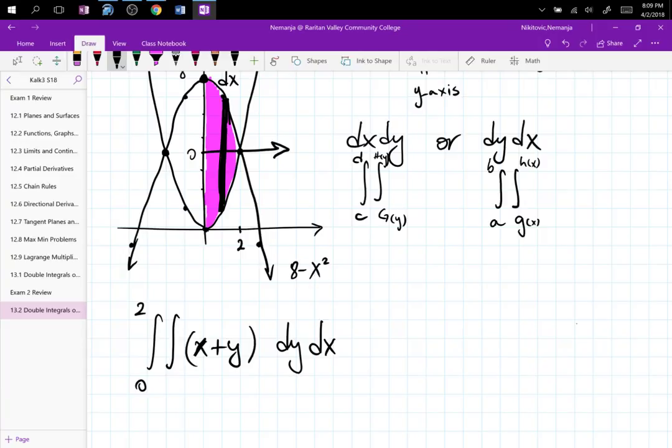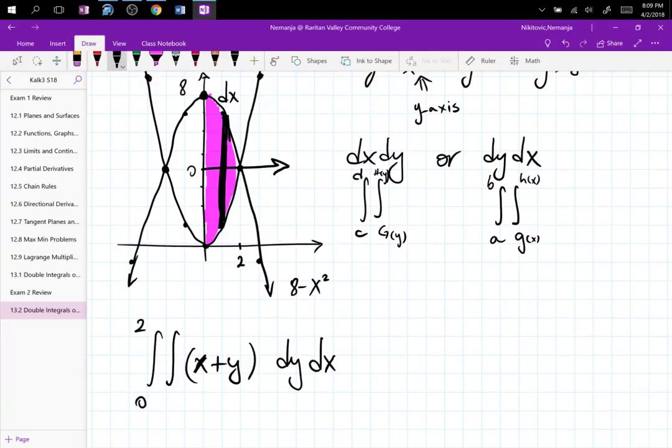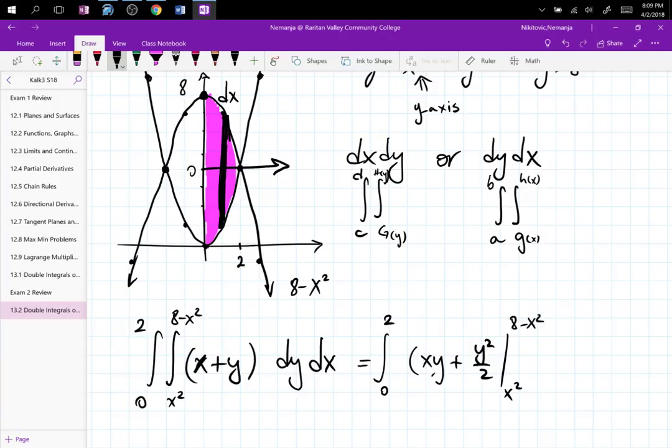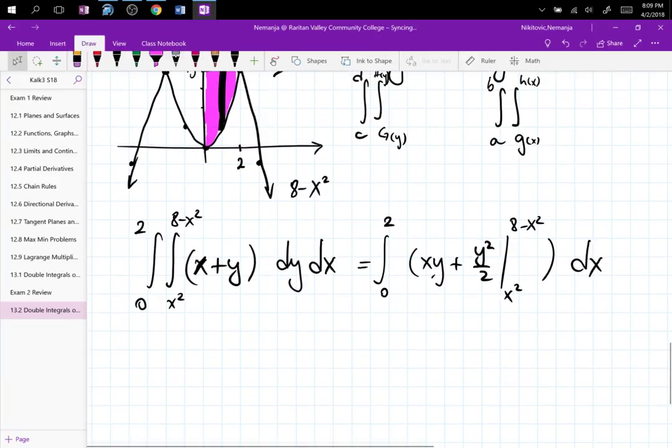Now for the limits inside, the top of the rectangle is touching 8 minus x squared, and the bottom of the rectangle is touching x squared. So now we are going to integrate this. We are integrating with respect to y, so I'm having xy plus y squared over 2, computed from x squared to 8 minus x squared, and I still have dx, because I haven't done that integral yet. Copy the integral from 0 to 2.